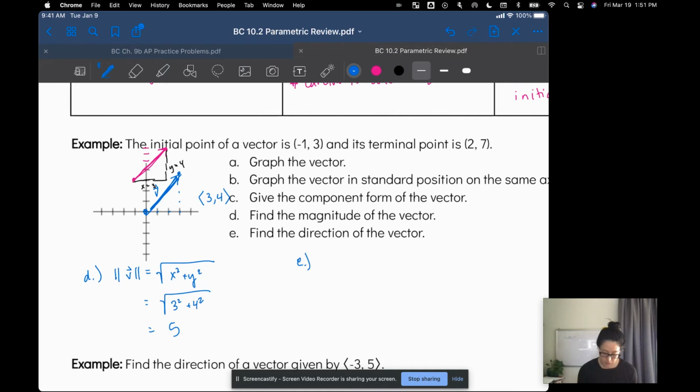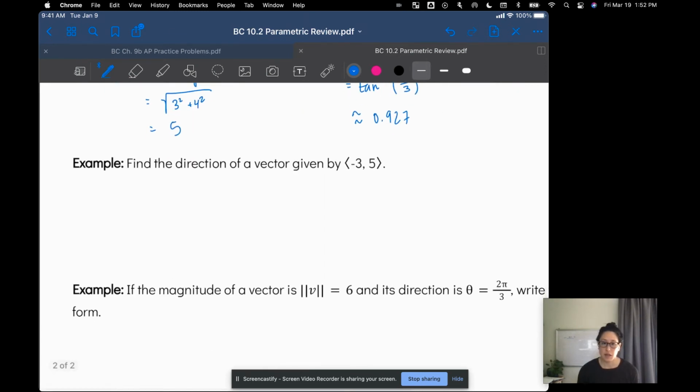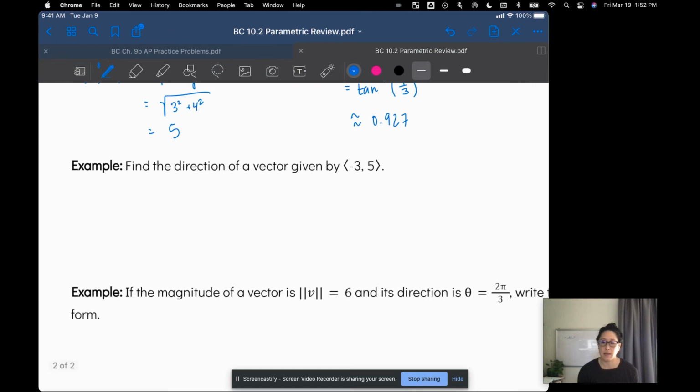For some reason, this one always trips you all up. The direction is just the angle of the vector. So we start with the tangent inverse of y over x. So I get the tangent inverse of 4 over 3, which in radians is about equal to 0.927 radians.